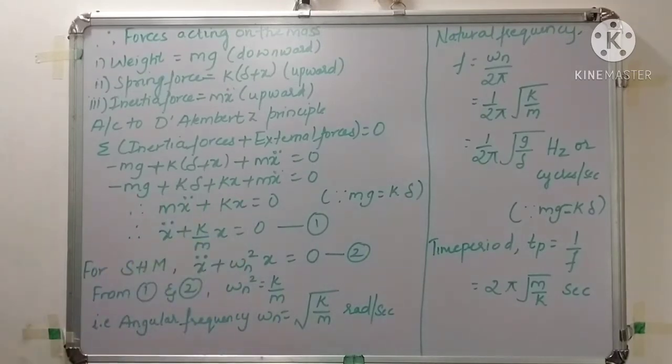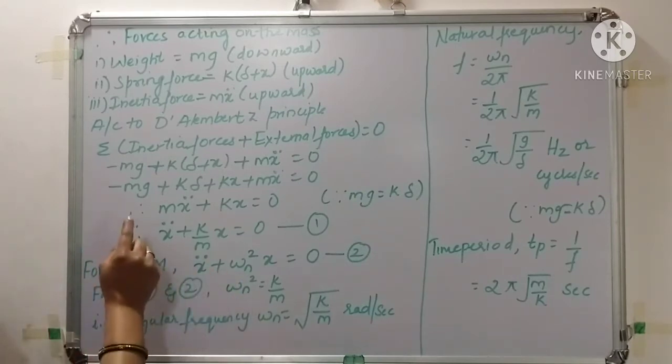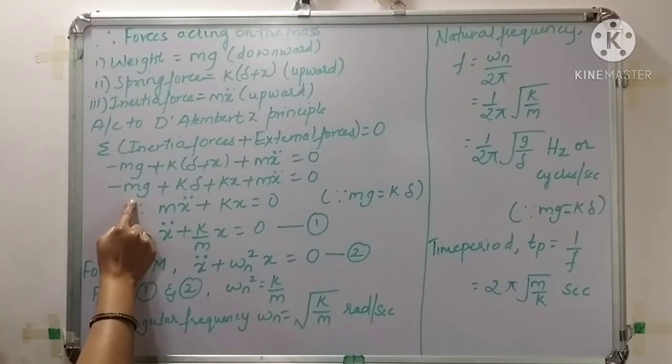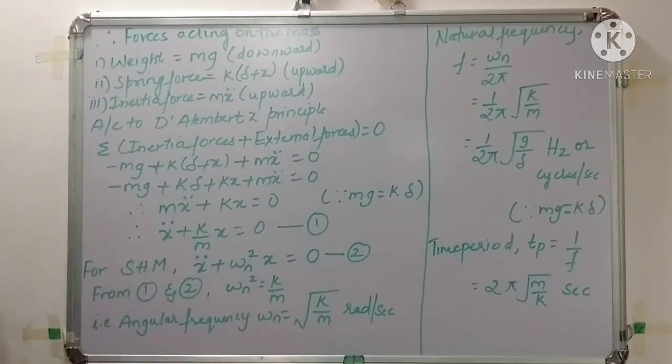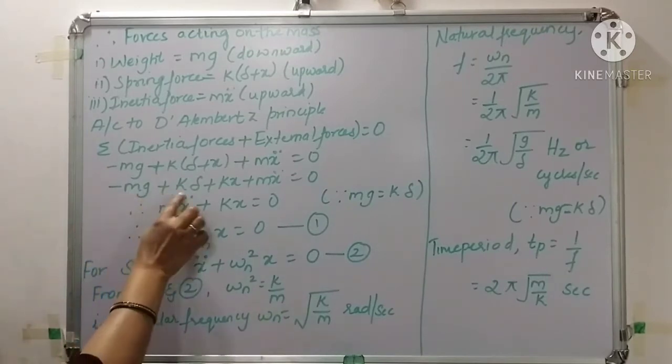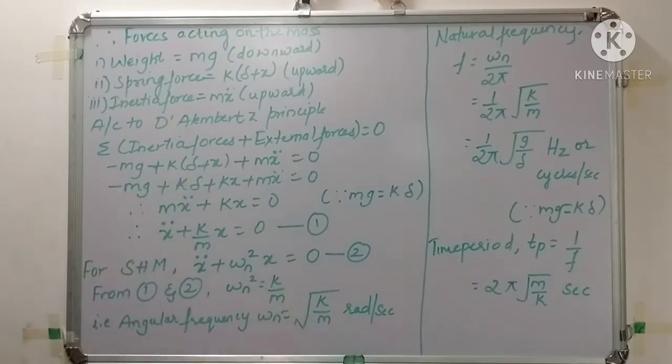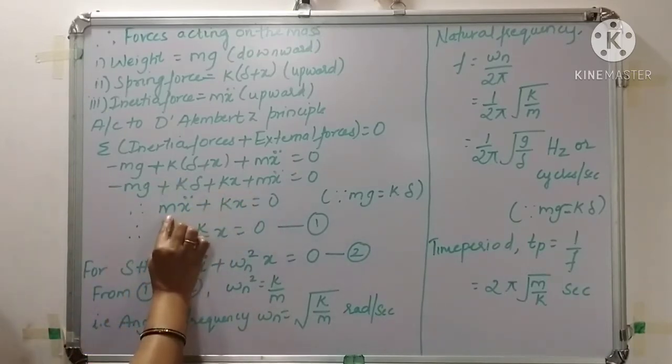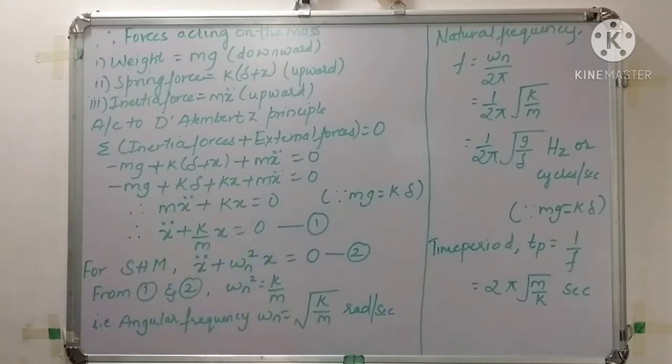We know that mg is the weight of the mass acting in the downward direction. It is equal to k delta. In the second free body diagram, you can observe that the spring force acting in the upward direction is equal to k delta. So here in this equation, mg and k delta get cancelled, because mg is equal to k delta. Minus mg plus k delta becomes zero. And we are left with m x double dot plus k x equals 0.